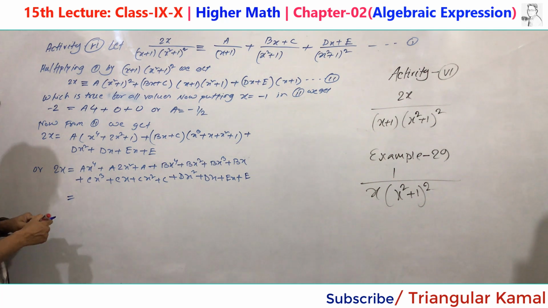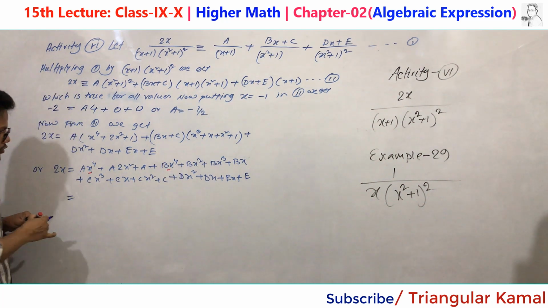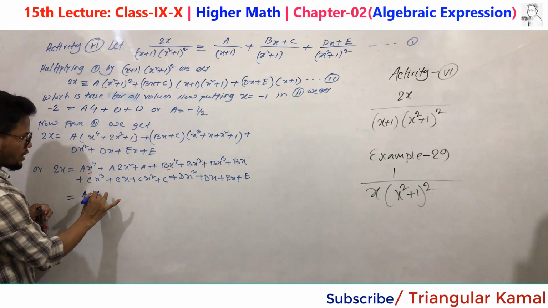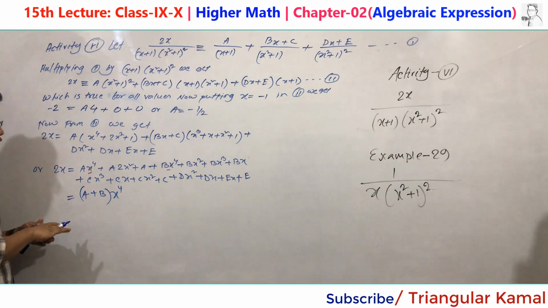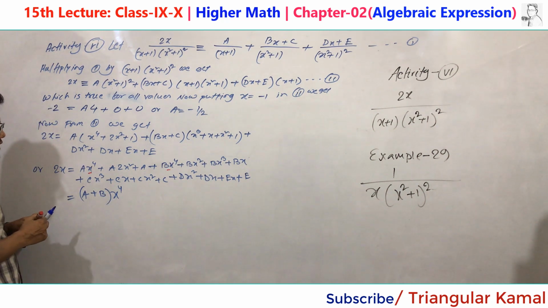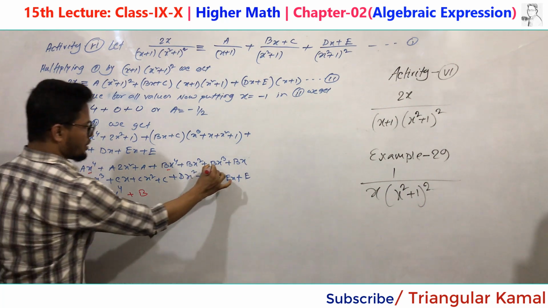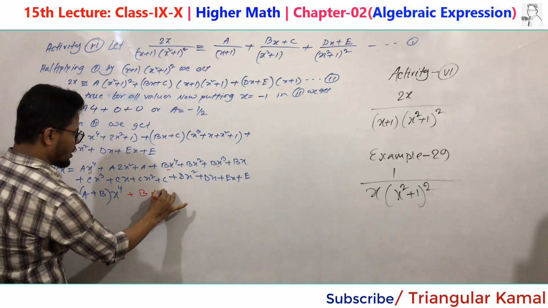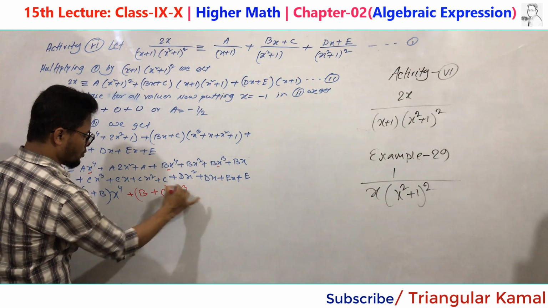Here, this one is x to the power 4, this one is x to the power 4, this one is x to the power 4. So taking common x to the power 4, you have to write here a plus b as the coefficient of x to the power 4. Now find out all the x cube terms here. There is b x cube, there is c. So b plus c is the coefficient of x cube.